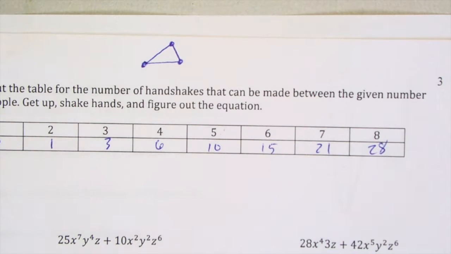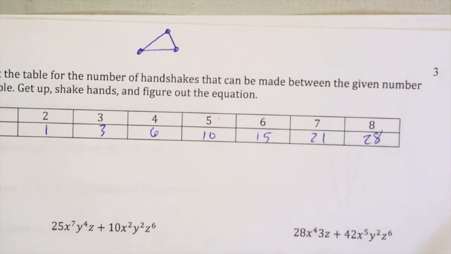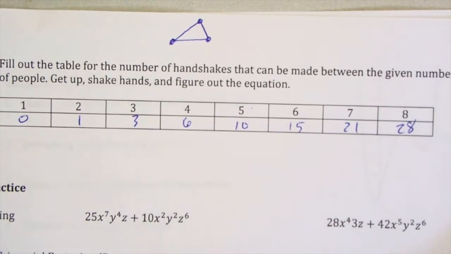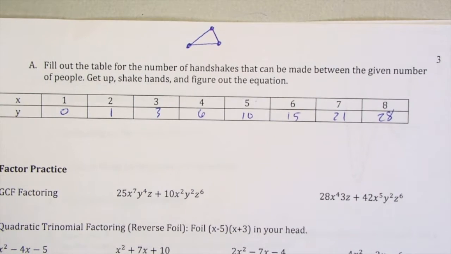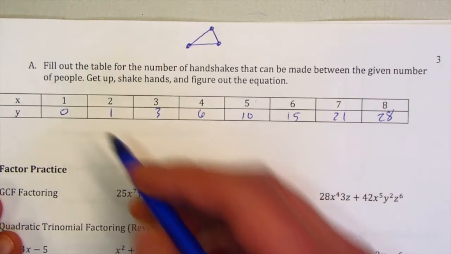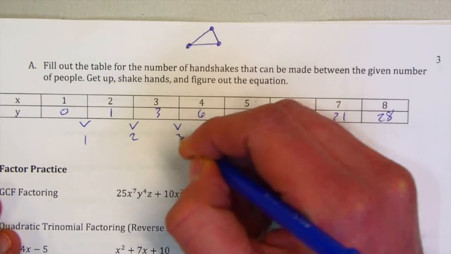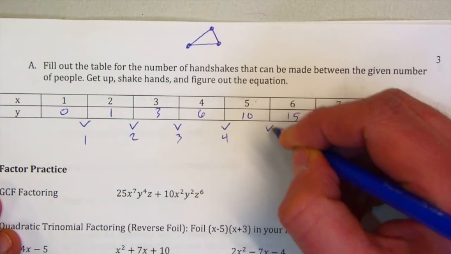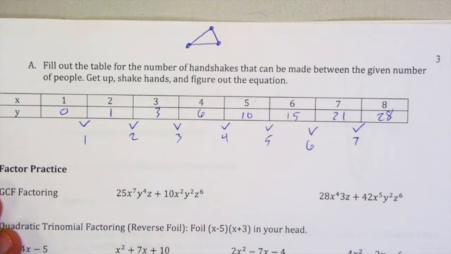Now let's say there's 100 people at this party, and I want to know how many handshakes can go on, and you do not want to fill out this table all the way up to 100. It would take forever. So we're going to see if we can find an equation. So the question is, what's the degree of this polynomial, of this equation? So let's start taking differences. We have 1, and here's 2, 3, 4, 5, 6, 7, like that.